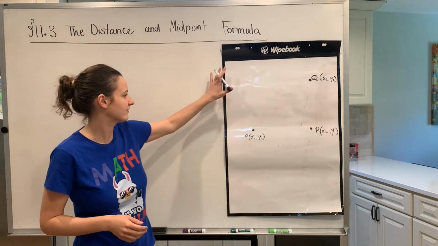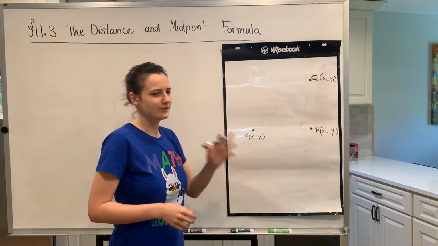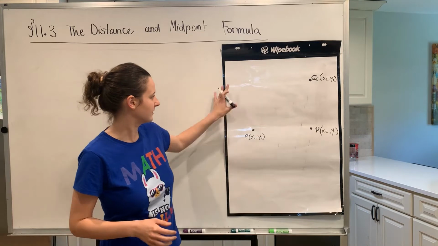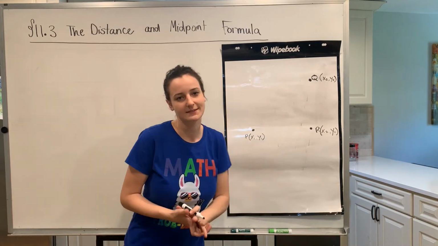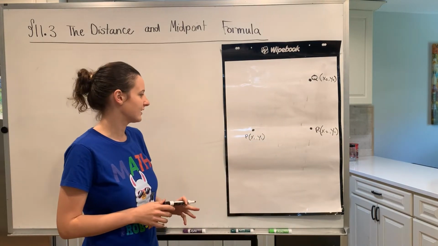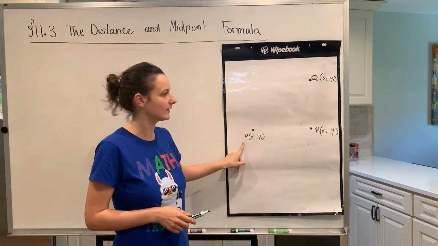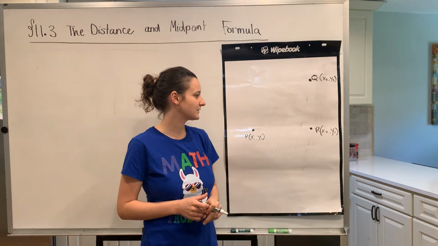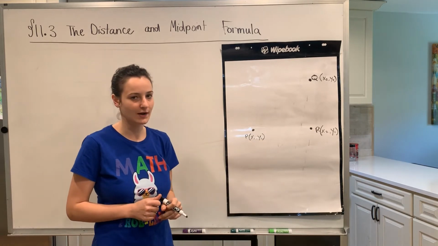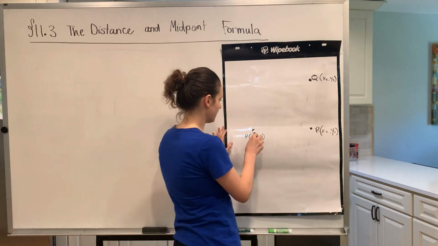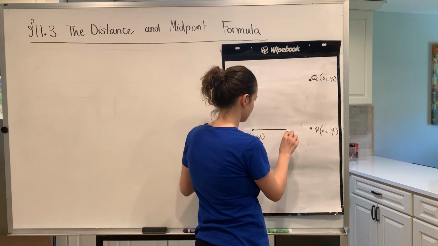Okay, I have my graphing board here. Now I know that you can't see it that well, but I do have it up so that my lines are nice and clean and straight. So notice I have 3 points here. I have my first point P, which is at x1, y1, Q at x2, y2, and R is at x2, y1.